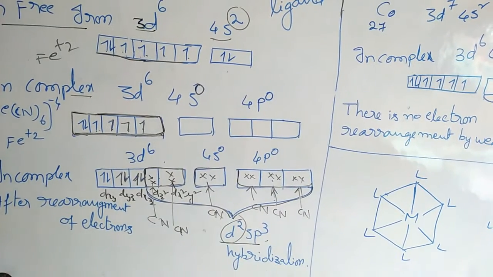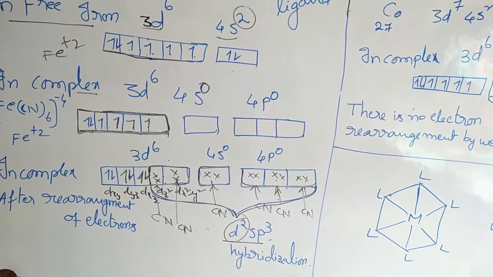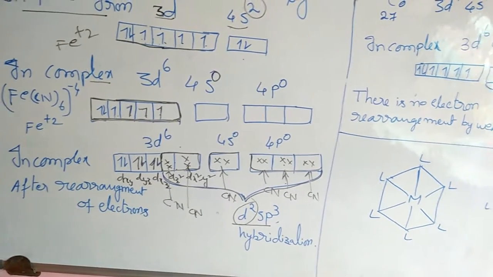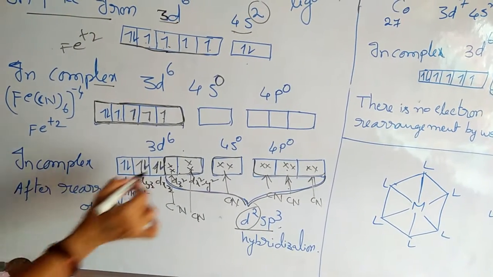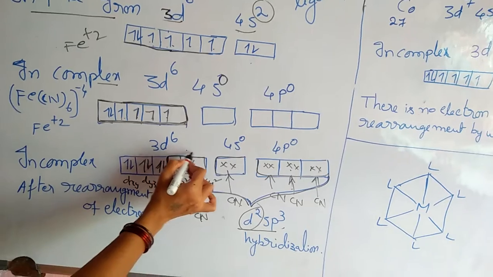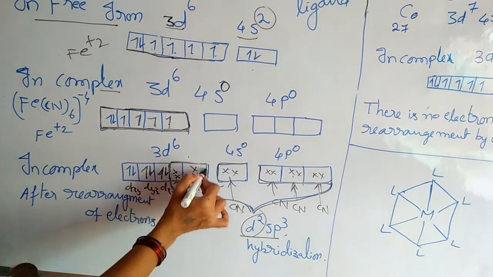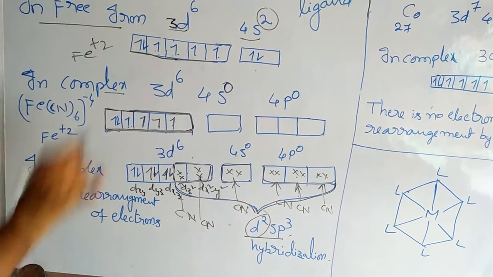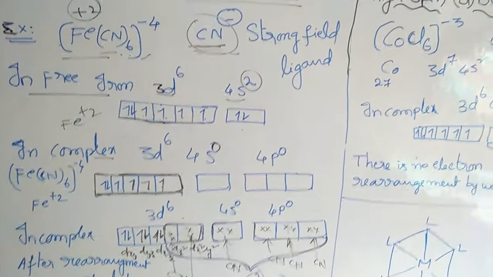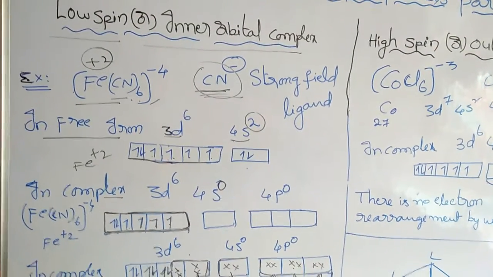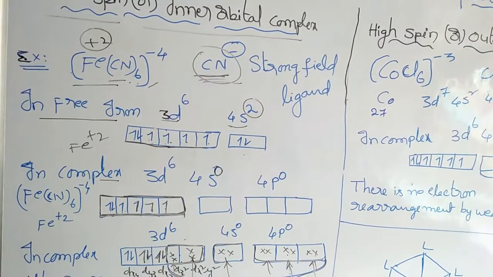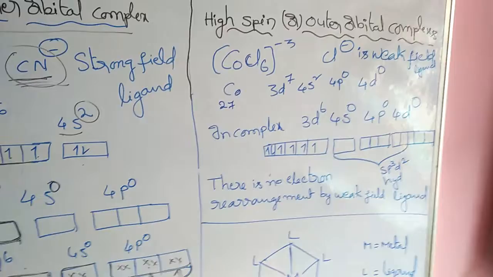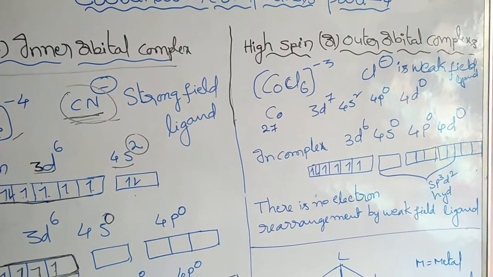So that's why, in low spin complexes, inner orbitals are involved in the hybridization. Inner orbitals are involved in the hybridization, so these low spin complexes are inner orbital complexes. Now we are going to discuss high spin or outer orbital complexes.